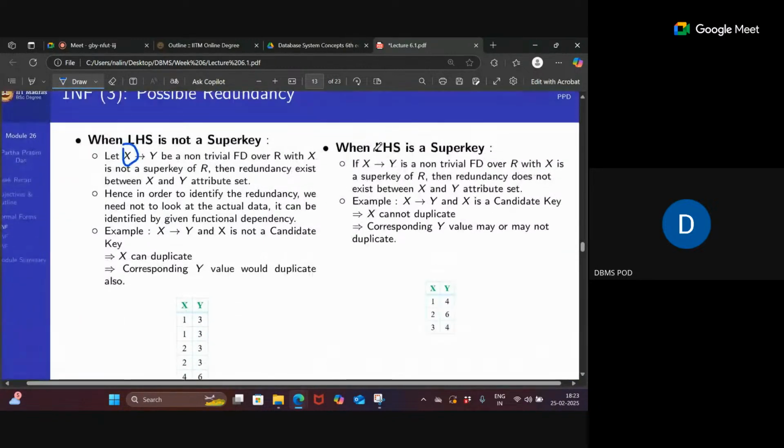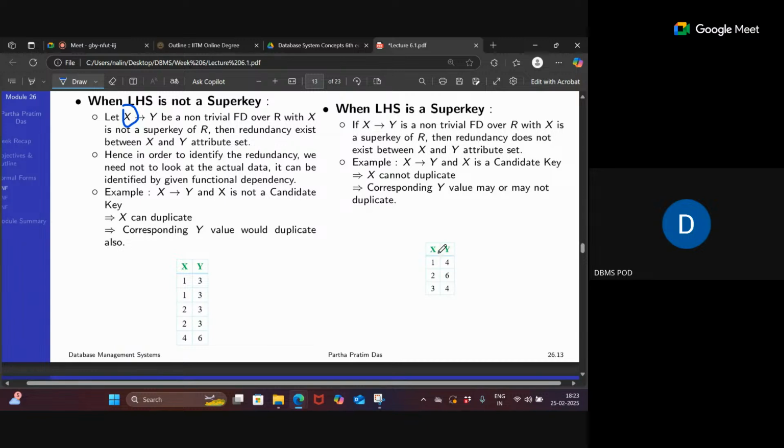And if LHS is a super key, if X is a super key, then redundancy is not possible. If X determines Y is a non-trivial FD over R with X a super key of R, then redundancy does not exist between X and Y attribute set. The same example, you can see X determines Y here. For 1 it is 4, for 2 it is 3, and for 2 it is 6, and for 3 it is 4. And here X determines Y.